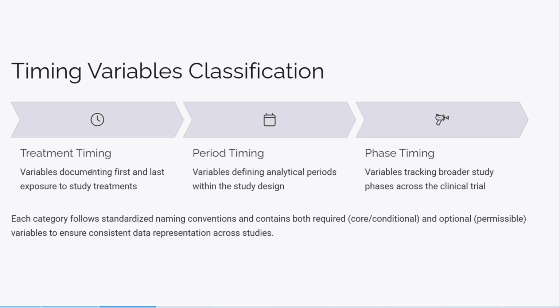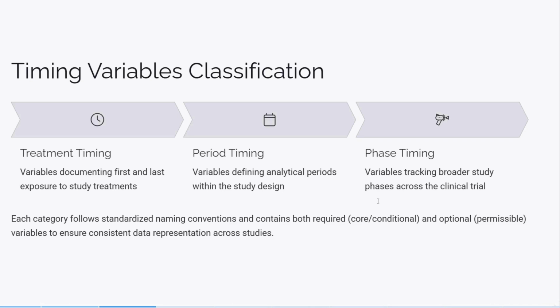So in these timing variables, you'll have three categories: treatment-related timing, period, like which period, period 1 or period 2, that is the timing, and phase, what is the phase of the timing. These variables are present in the ADSL data structure.